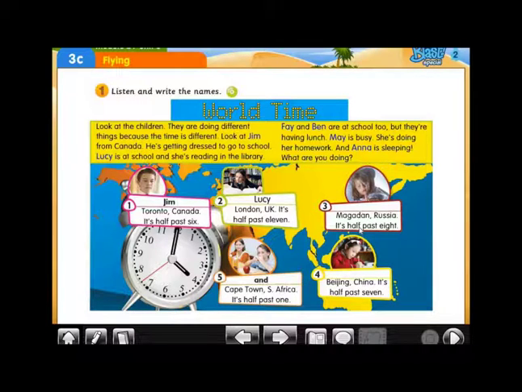Number 3. Magadan, Russia. It's 8:30. Who's sleeping? Right. Anna. Write the name. Number 4. Listen. Beijing, China. It's 7:30. Who is doing the homework? Right? Me.